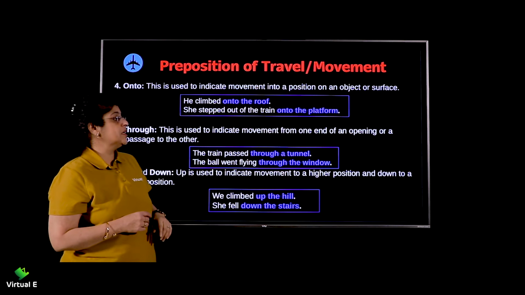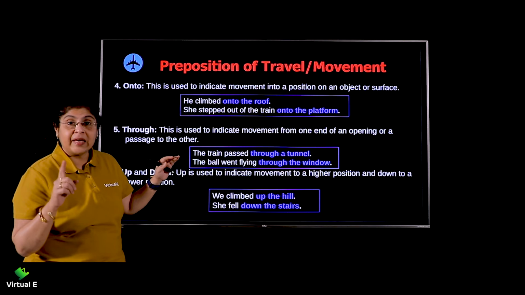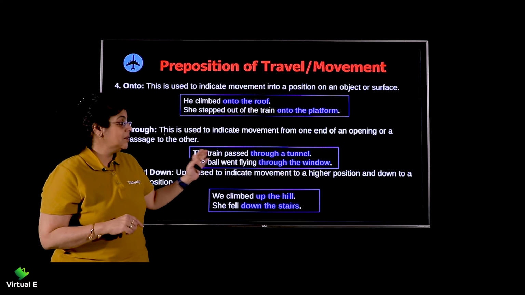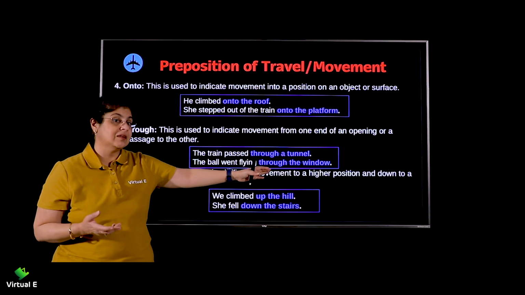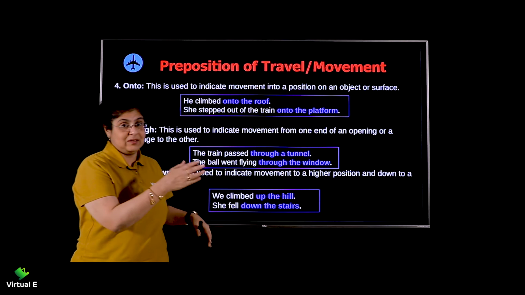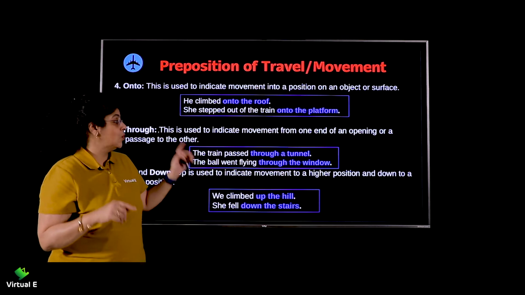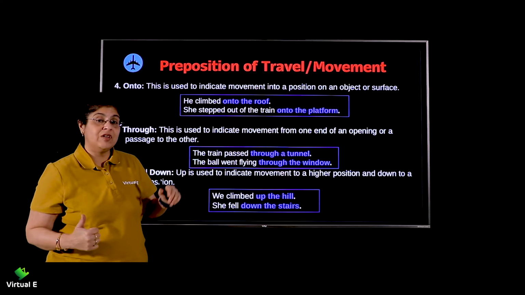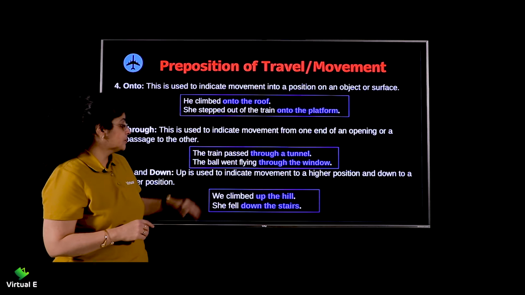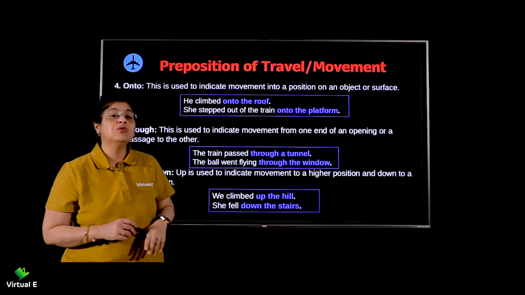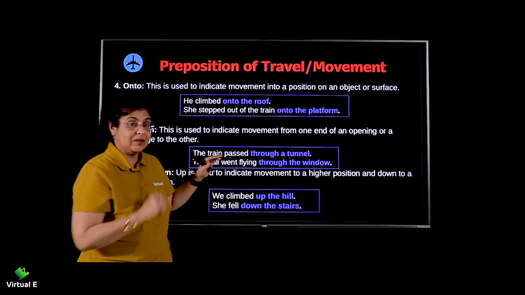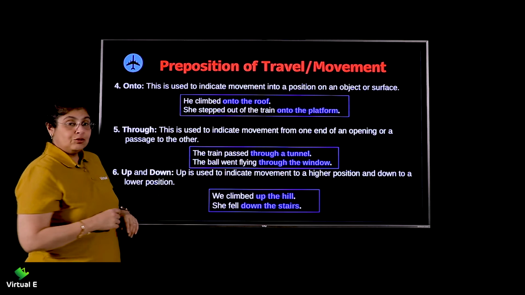Through is used to indicate movement from one end of an opening or a passage to the other. The main very clear example is a tunnel. It's an opening, it's a passage. The train passed through a tunnel. Please remember this, through is what? It is movement from one end of an opening or a passage to the other. So the train passed through a tunnel. The ball went flying through the window. Through the window, from one end to the other. It's an opening, yeah? That's through.